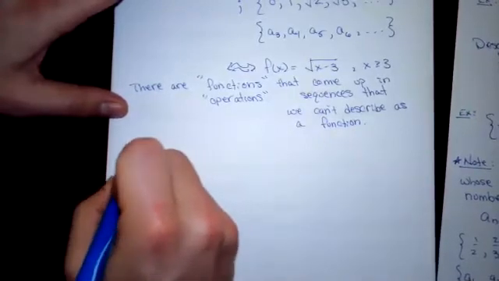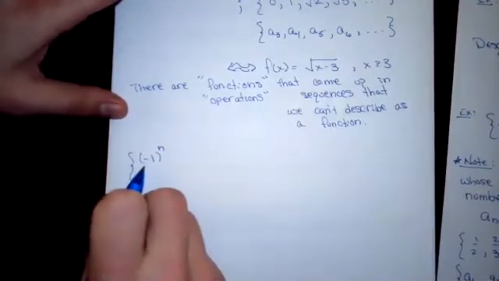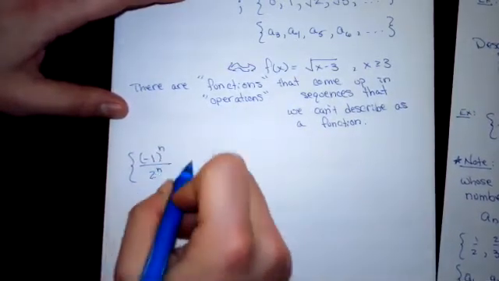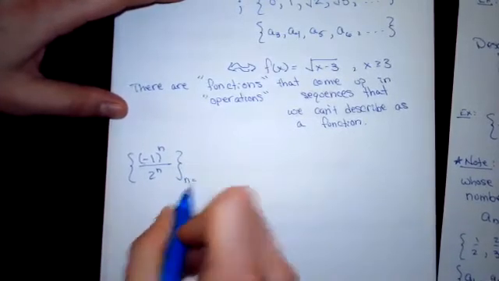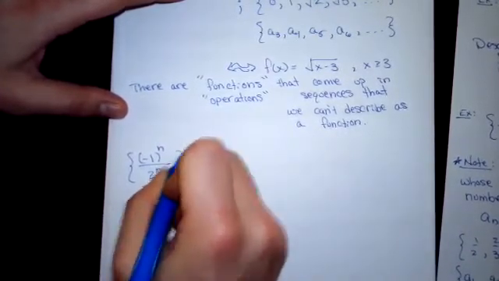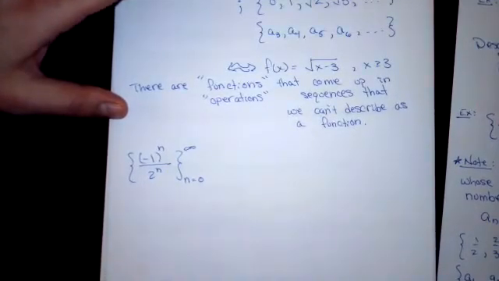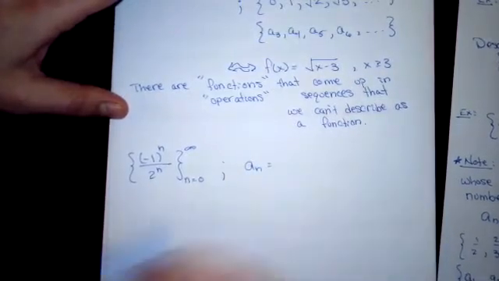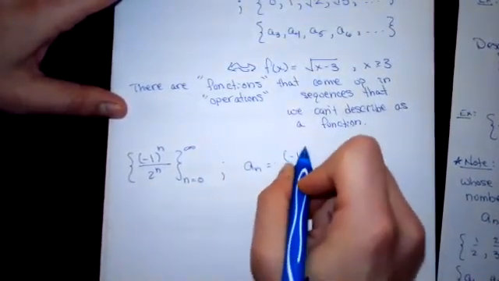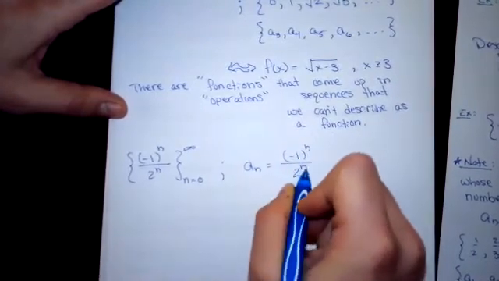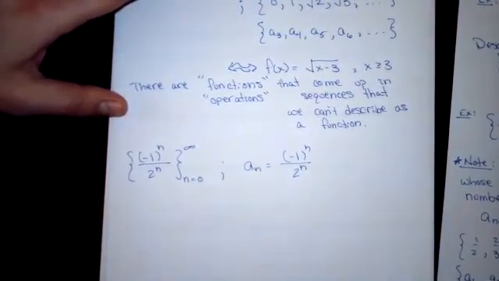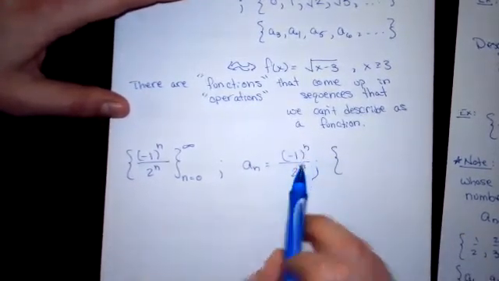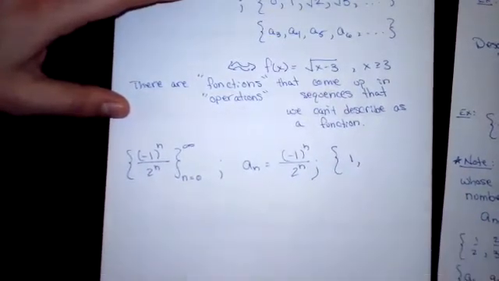Let's see. So the first thing that comes up is this alternating series. So I could write something like -1 to the n over, let's say, 2 to the n, starting at 0 to infinity. The analogous closed form expression of this is -1 to the n over 2 to the n. And if we were to write out some numbers, what do we get? So when n is 0, I get 1 over 1, that's just 1.